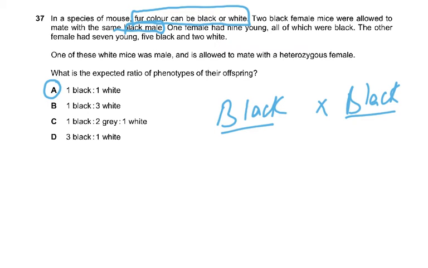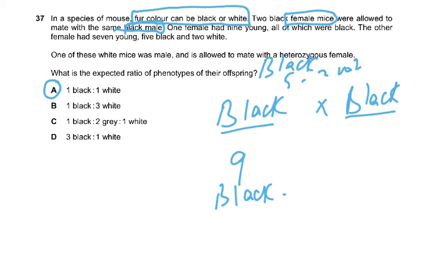One female had 9 young and another female had 7 young, so we have two different mice. One female had 9, all of which were black. The other female had 7 young, 5 black and 2 white. Oh, now we have a different sort of question, with two females mating with the same male.